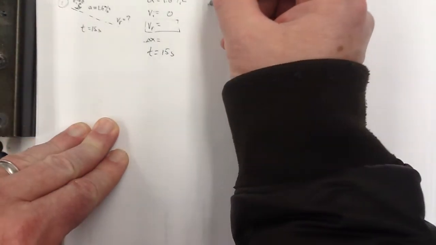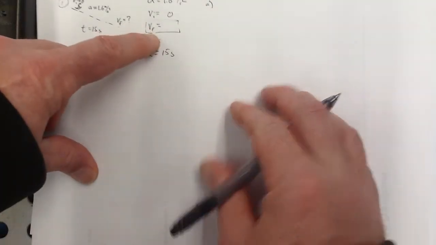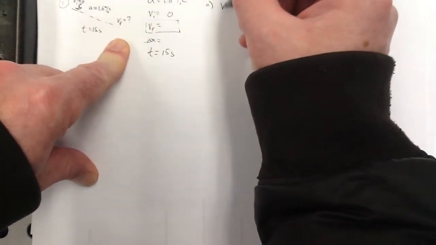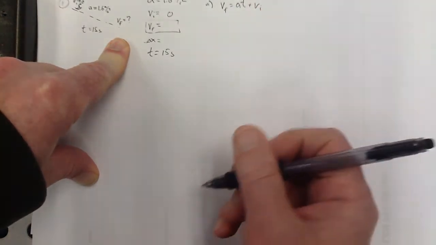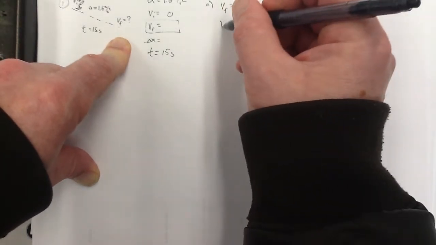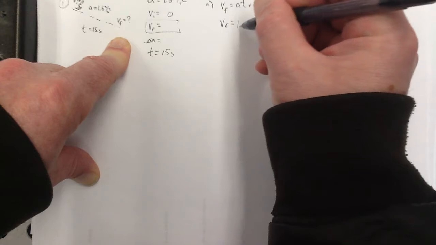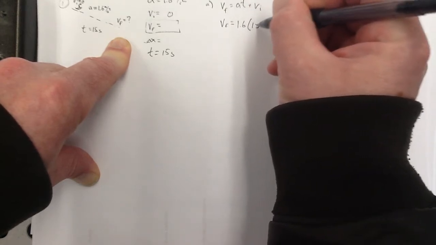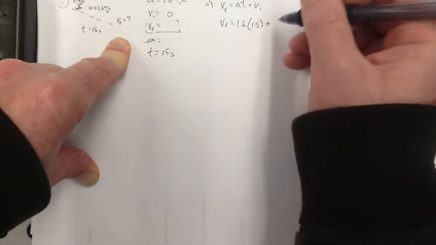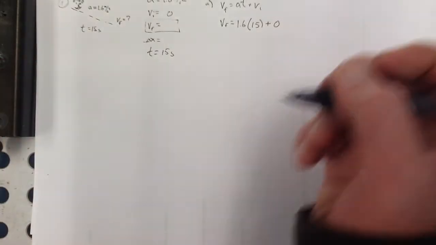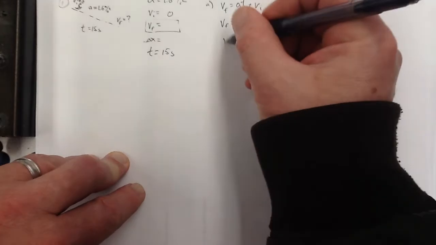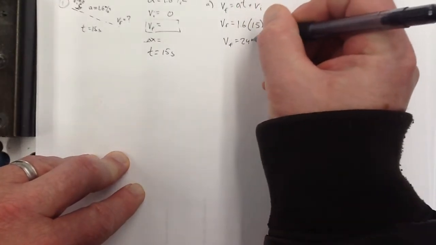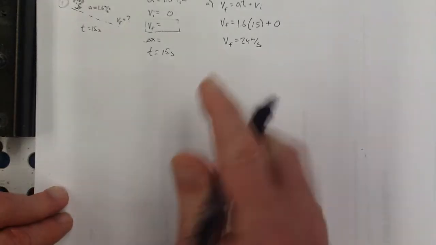So for part A, what equation does not have delta x in it? It's the one: VF equals AT plus VI. And VF is what we're looking for. Again, I'm not going to write units in these when I'm doing my math here. 1.6 times 15 is 24. All right, that's part A.